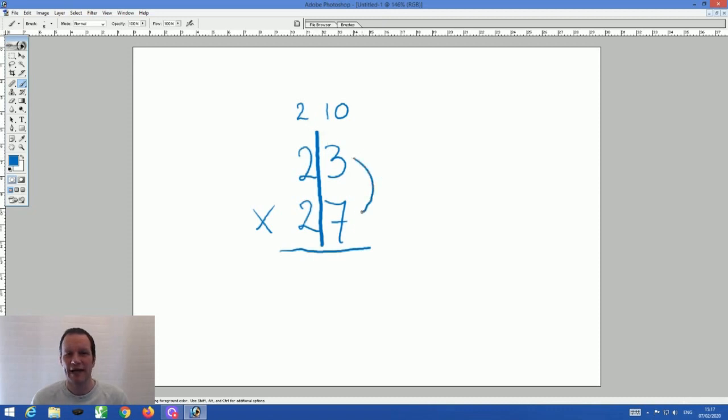First, we multiply the last digits with each other. 3 times 7 is 21. Next, we increase the digit in front of one of the numbers by 1. So the 2 becomes a 3. And then we multiply 2 times 3, which is 6. And here we have our end result, 621. As you can see, it's really easy and really fast.